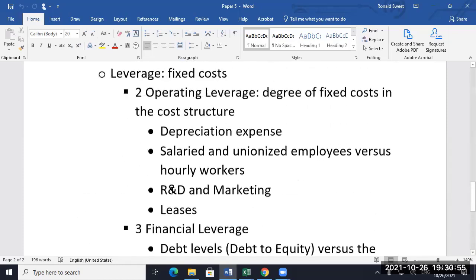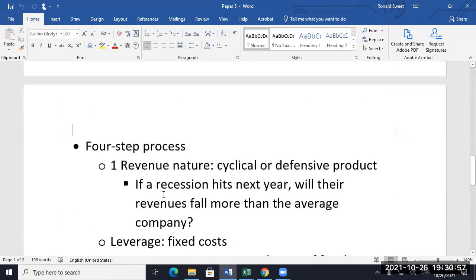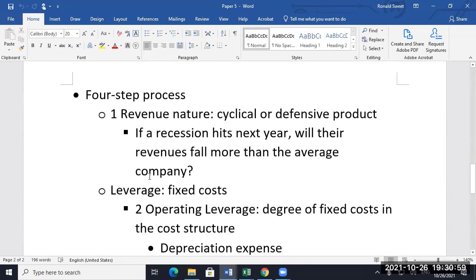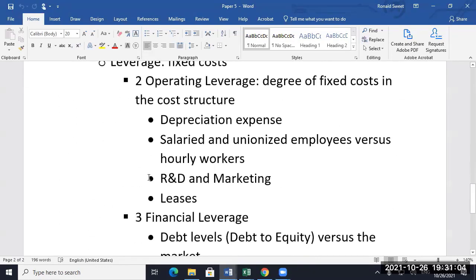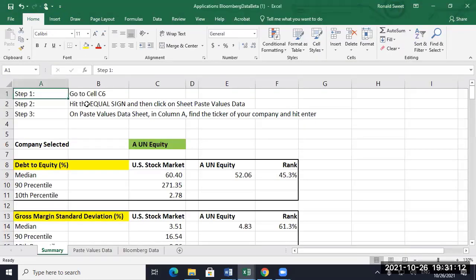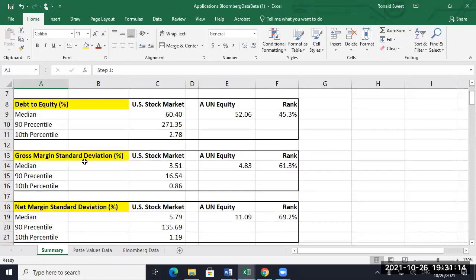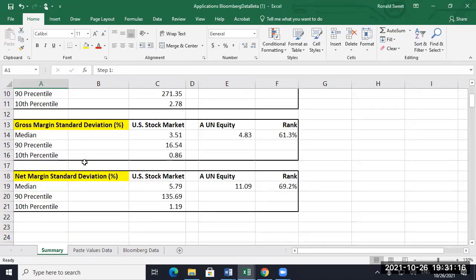And we said on beta, you're going to talk about your firm as far as whether it's cyclical or defensive. You're going to talk about the leverage. I'll give you a spreadsheet to do that, but make sure you don't just use the spreadsheet. This spreadsheet will give you some data, but make sure, especially on leverage, operating leverage, you talk subjectively about your firm.